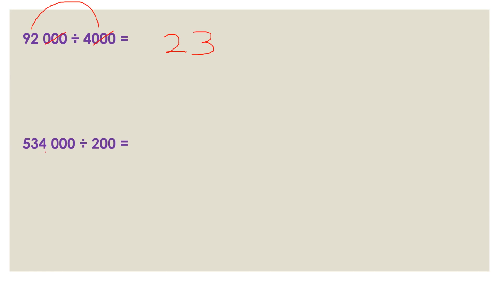534,000 divided by 200. Again, you may use the cancellation method. Cancel the two zeros from the right side to the two zeros on the left side. So 534 divided by 2 equals 267. And then place a zero here. So the answer is 2,670.